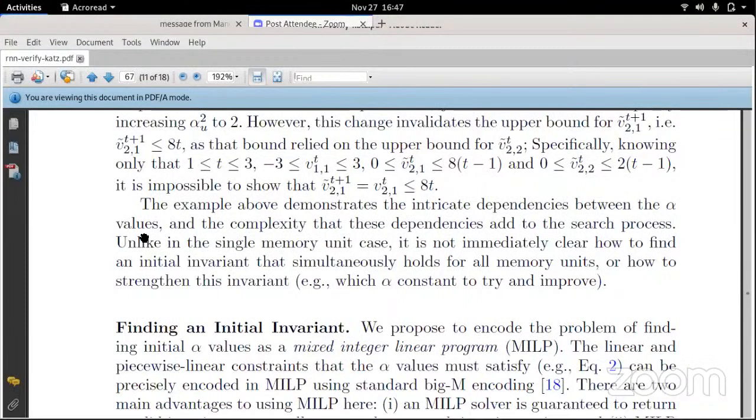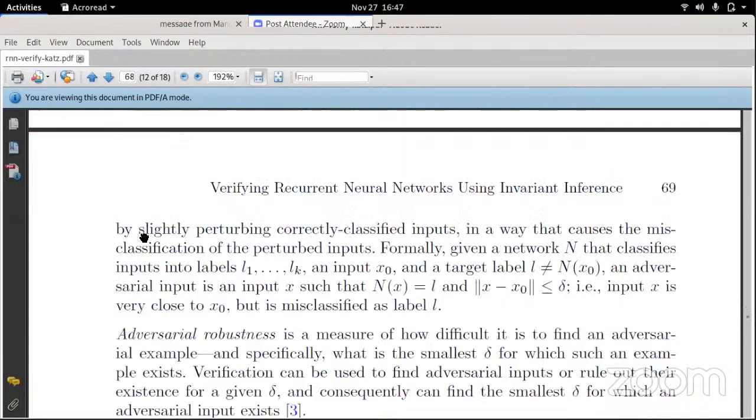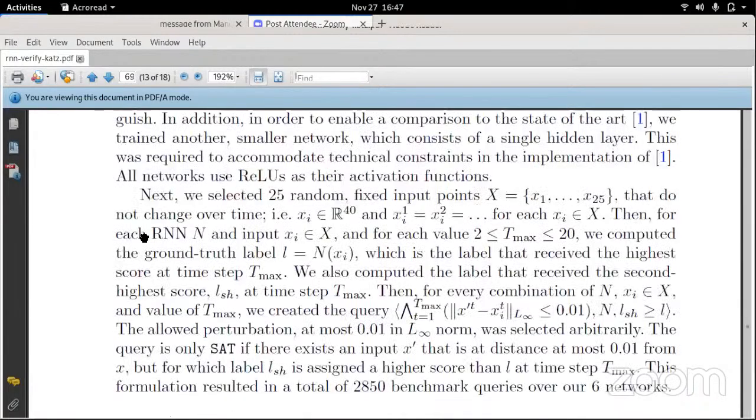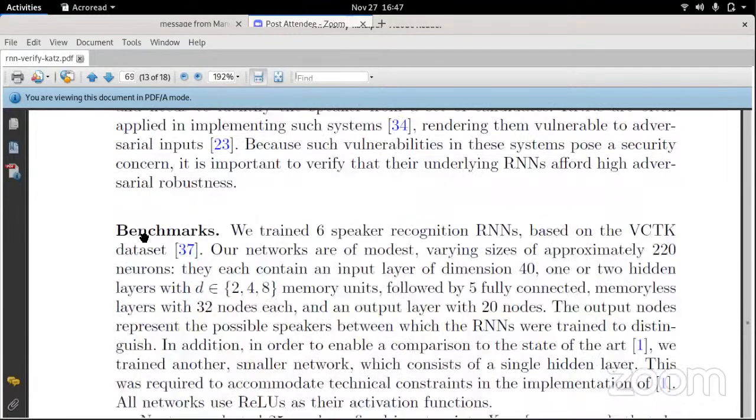So how scalable is it? What is the biggest RNN that they have applied this thing successfully to, with some interesting invariants that they could solve? Do they say anything about that? The real benchmarks? Okay, there is something.